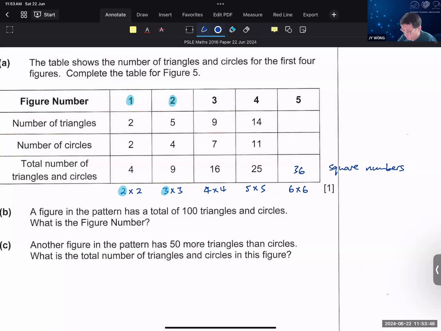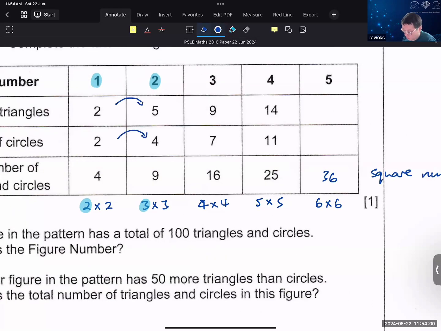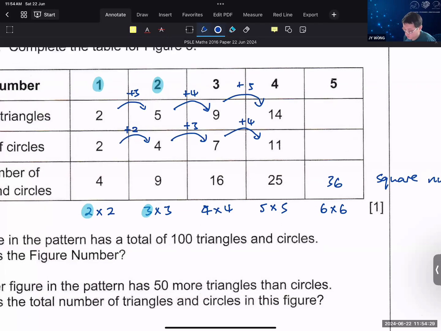Then any other pattern that you can observe? You see that this is a consecutive increase. This is plus 3, plus 2. Then this is plus 4. This is plus 3. This is plus 5. This is plus 4. That is what you see, right? That is what a lot of students will indicate in the diagram, but it's actually not useful. That's not the pattern that is useful. What is the pattern that is useful?